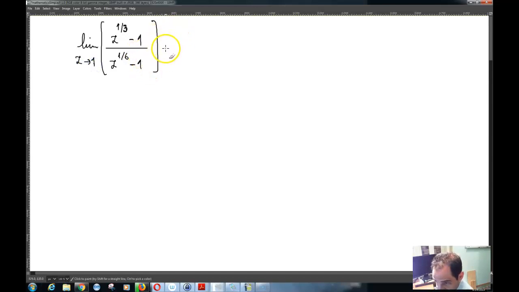You can take z raised to the power 1/6 as y. If you take this as y, then as z tends to 1, y tends to, of course, 1. So as z tends to 1, this becomes something like 1 raised to the power 1/6, which is equal to 1. So y tends to 1.